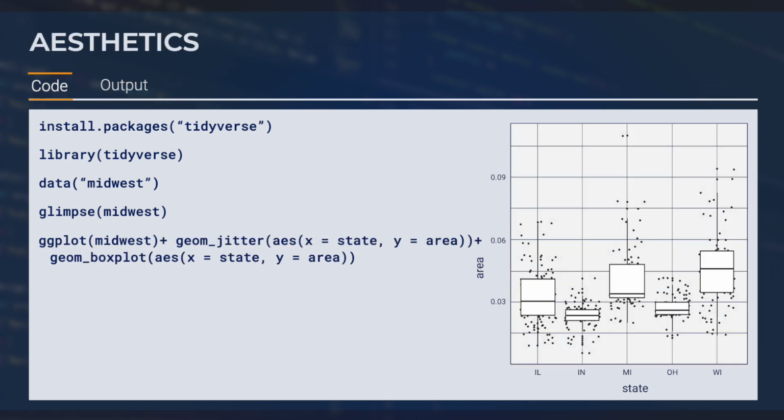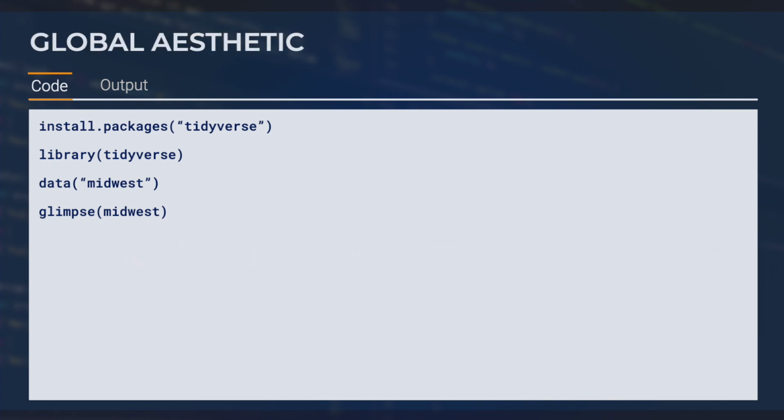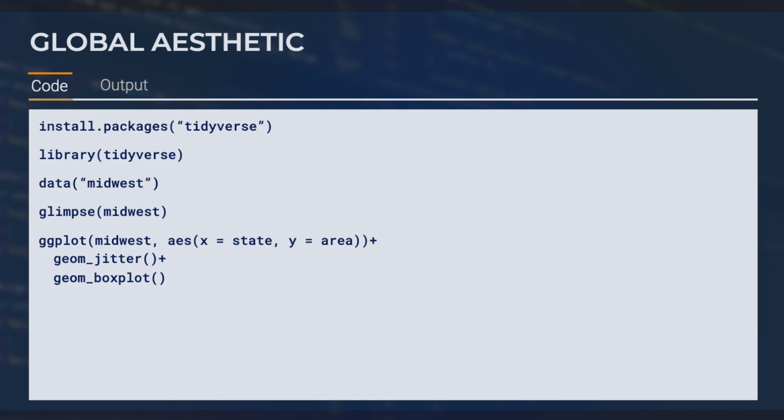Now that we know how to use multiple geoms at once, we can start to think about how we set our aesthetic values. In the graph we just made, we specified our x and y values within the aesthetics of each geom. However, we could simplify our code by specifying these values globally. So what does that mean? To set globally means that we're going to map our aesthetics within the first ggplot line. This is what the code would look like for our graph.